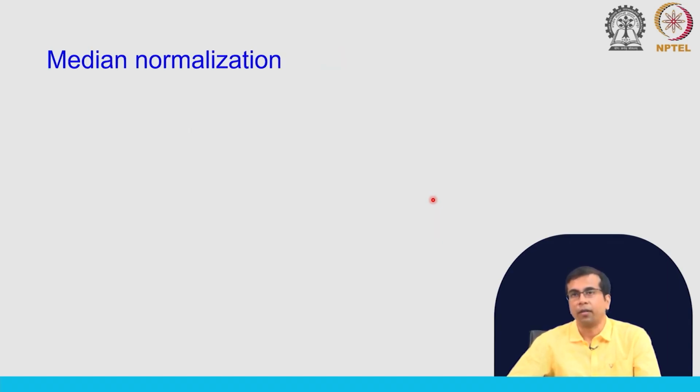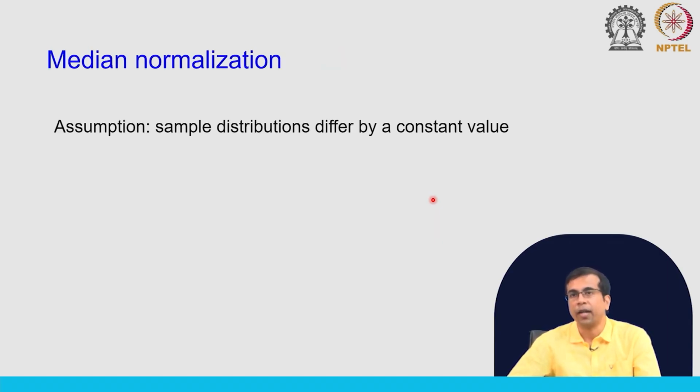Let us talk about median normalization. One of the assumptions in median normalization is that the read count distributions in the samples differ by a constant value. If you look at this example of 3 samples, the assumption is that the distributions differ by a constant value, and we can simply scale these distributions to bring them to the same median.